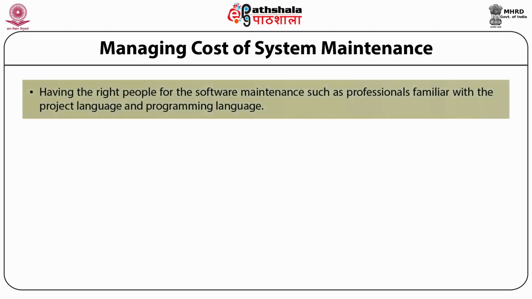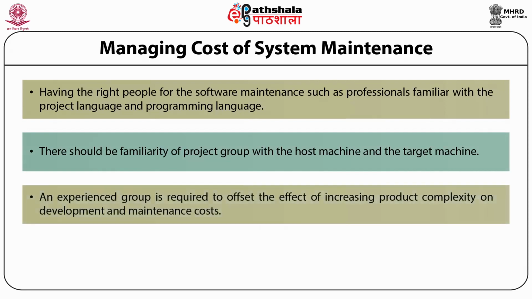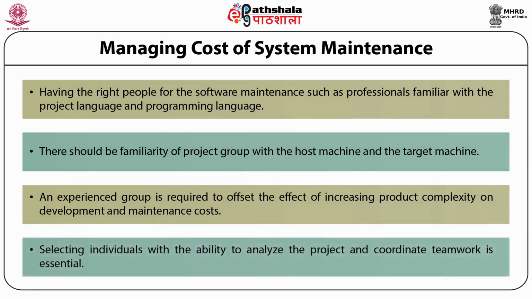Having the right people for software maintenance is key, like professionals familiar with the project language and programming language. There should be familiarity of the project group with the host machine and the target machine. An experienced group is required to offset the effect of increasing product complexity on development and maintenance cost. Selecting individuals with the ability to analyze the project and coordinate teamwork is very essential.